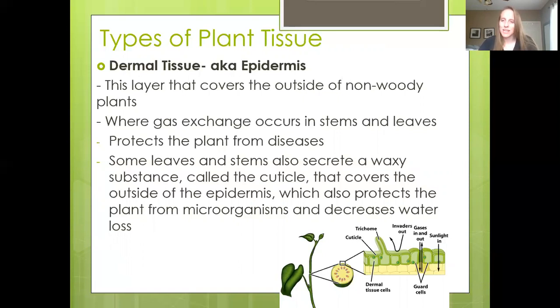And then some stems and leaves will also secrete a waxy substance from the dermal layer. That waxy substance is called the cuticle, and it covers the outside of the epidermis, and it prevents water loss and also helps protect against infection.